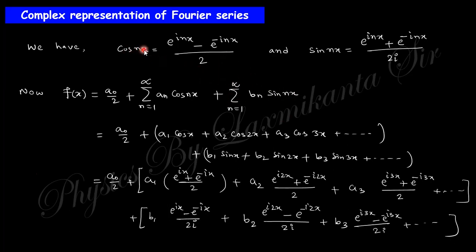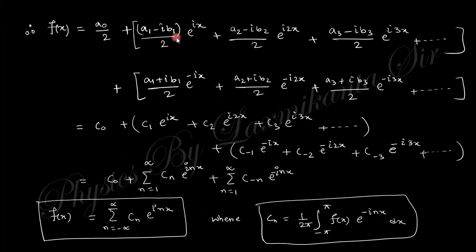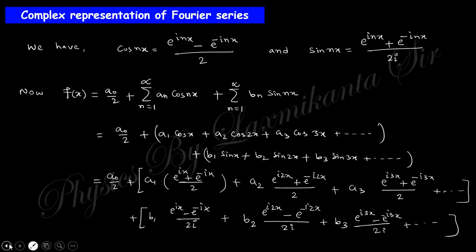You know cos nx is nothing but e to the power i nx plus e to the power minus i nx, divided by 2, and sin nx equals e to the power i nx minus e to the power minus i nx, divided by 2i. So put these expressions in for sine and cosine, just put the cos value and sine value in terms of the exponential, and then separate out in terms of powers of the exponential. You can see here e to the power ix with a1 by 2 and e to the power ix with b1 by 2i, e to the power ix with an by 2, bn by 2i.